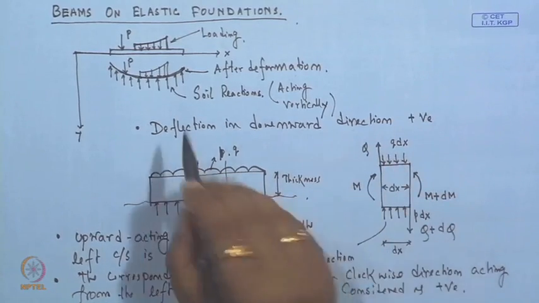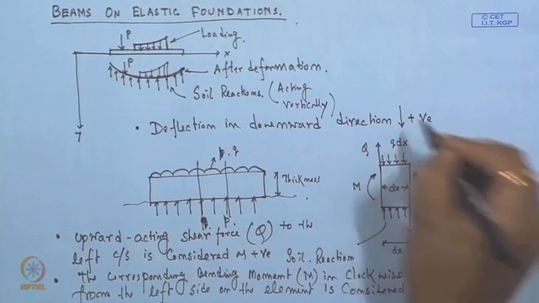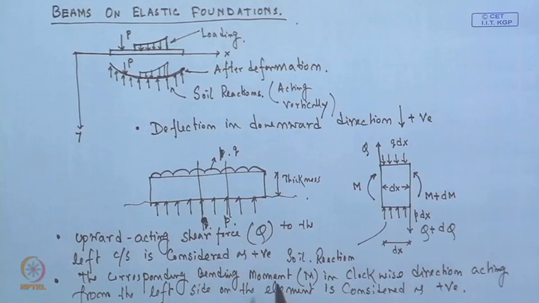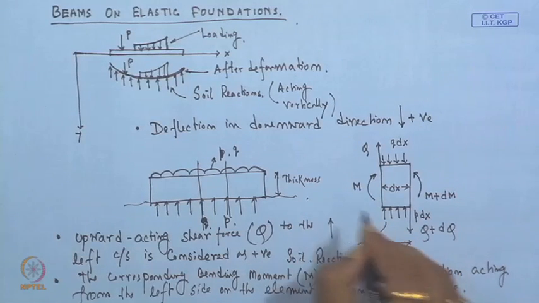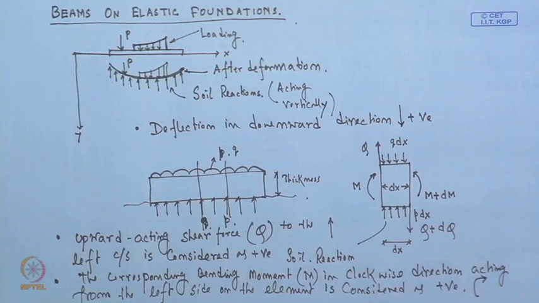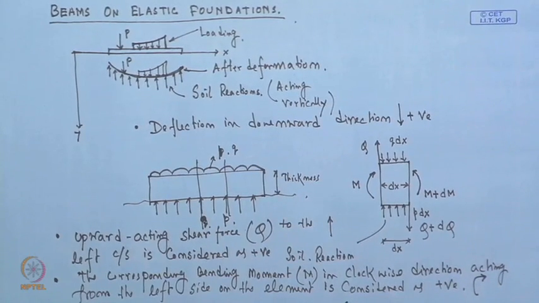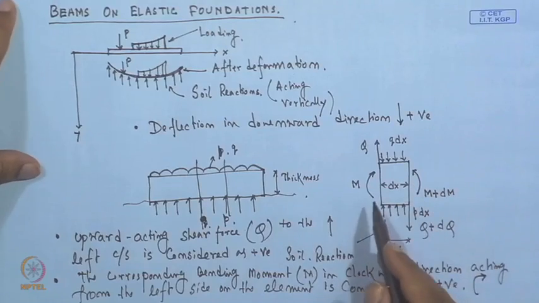In this analysis, deflection in the downward direction is positive. Shear force acting upward on the left side is positive. The corresponding bending moment acting clockwise on the left side of the element is considered positive. So, these are the sign conventions: clockwise moment on the left side is positive, shear force upward on the left side is positive, and deflection in the downward direction is positive.